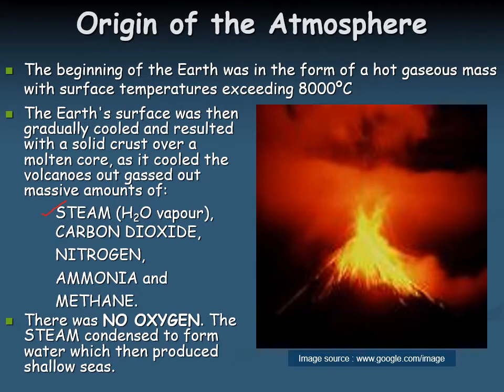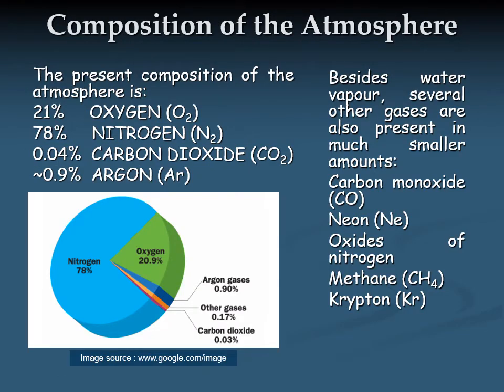And if you look at the present day atmospheric composition, we found that there is about 21% oxygen and 78% nitrogen, with a minute amount of other gases such as carbon dioxide, argon, neon, oxides of nitrogen, methane, krypton, carbon monoxide, etc. So you can see that there is a huge change in the gaseous composition of the atmosphere.